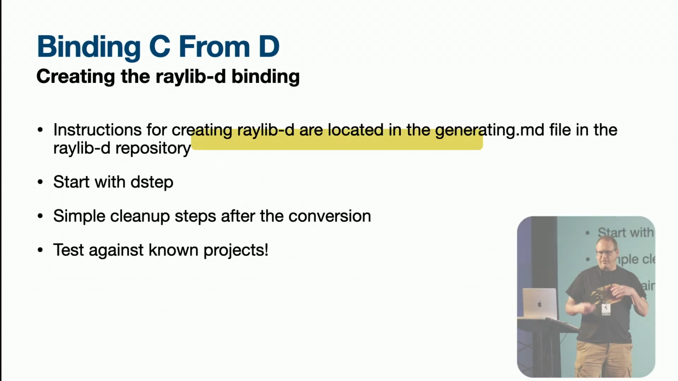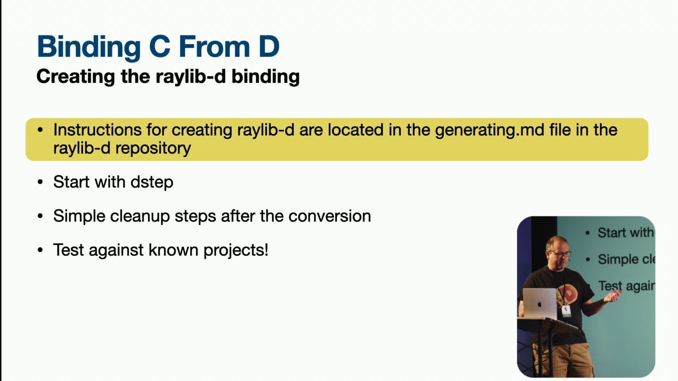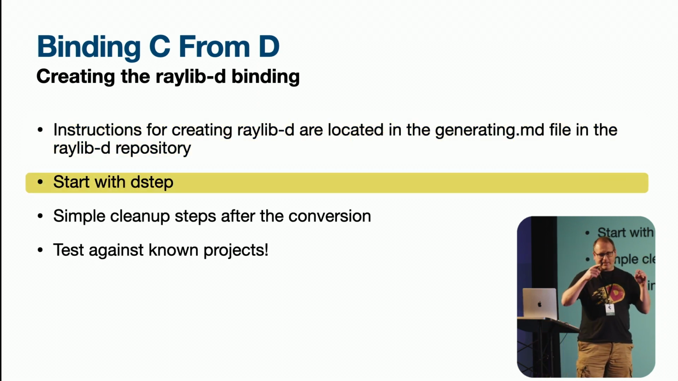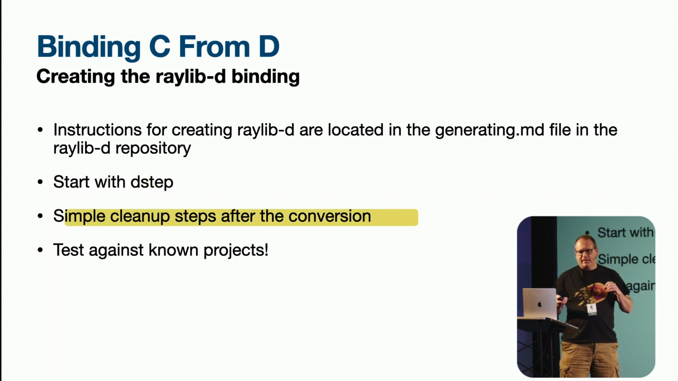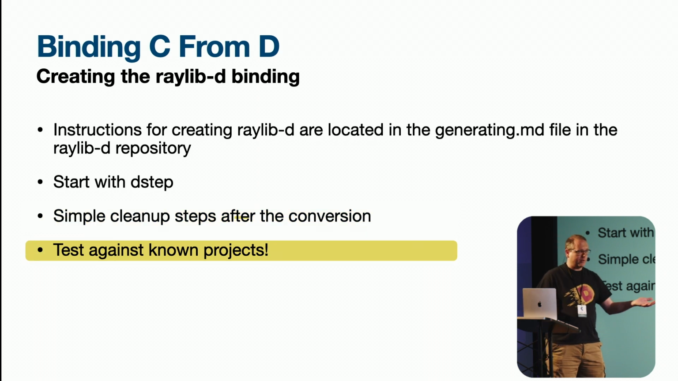So the instructions for creating raylib-d are in the generating.md file on my repository. We start with dstep with a specific command line to say, skip some of these things. Then there's a bunch of cleanup steps afterwards. And then we can test against known projects, right?